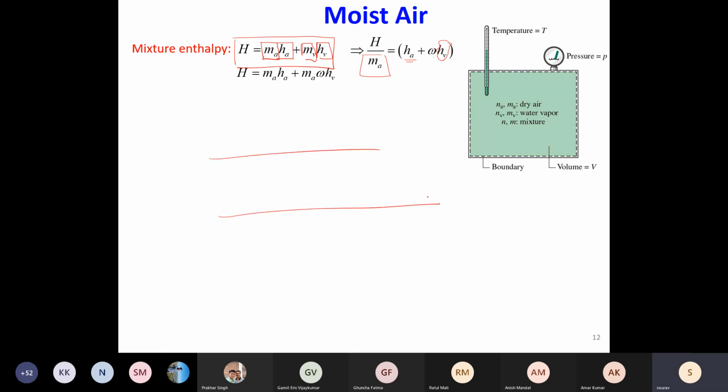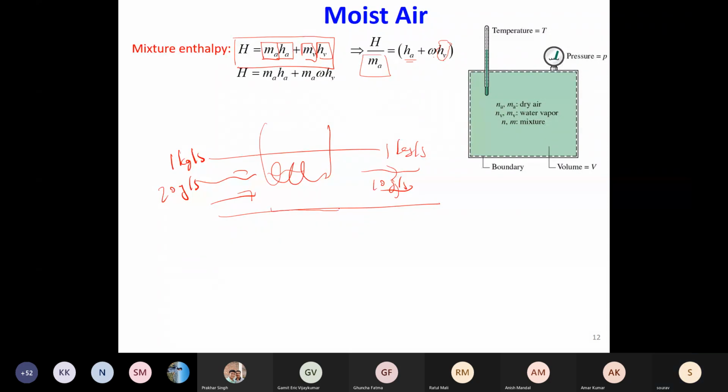So let's say you have a duct where you have a cooling coil, air comes in, water vapor condenses on this cooling coil and air goes out. What remains constant at the inlet and exit is the mass of dry air. So if you had, let's say, 1 kg per second flow rate of dry air at the inlet, you will still have 1 kg per second mass flow rate at the exit for the dry air. But if you had, let's say, 20 grams per second of moisture coming in at the inlet, you may have 10 grams per second of moisture going out. The remaining 10 grams condensing and falling onto this coil as liquid water.